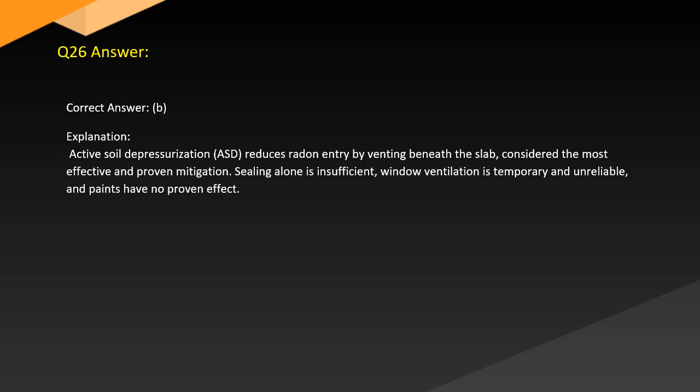Answer. Correct answer: B. Explanation: Active soil depressurization reduces radon entry by venting beneath the slab. Considered the most effective and proven mitigation. Sealing alone is insufficient. Window ventilation is temporary and unreliable, and paints have no proven effect.